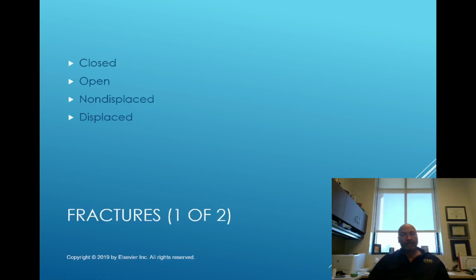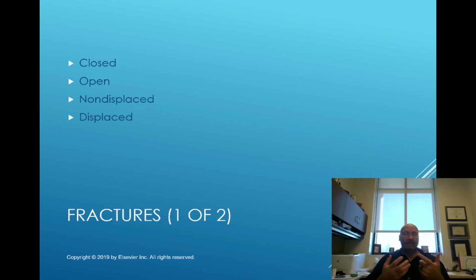Our fracture types: we can have fractures of different kinds that kind of blend into each other. A closed fracture is a fracture where the bone is not sticking through the skin. A compound fracture is where it's sticking through the skin, and that's what we refer to as an open fracture. A non-displaced fracture is where the bone is broken, so it's cracked, but the fragments, the portions of the bone, are not separated. If they're separated, then it's displaced. If they're not separated, it's non-displaced.